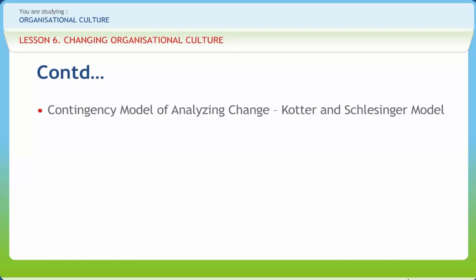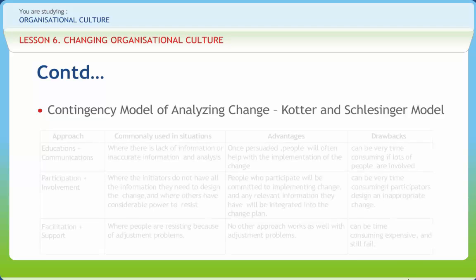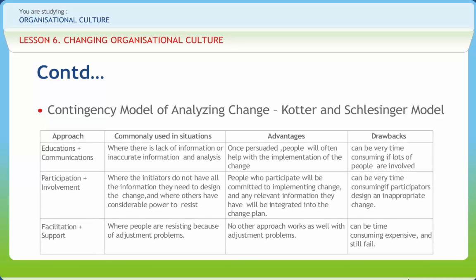Finally, we will discuss the contingency model given by Kotter and Schlesinger. They gave some proposals that are depicted in the table given on the slide. Each approach has its advantages and disadvantages, and hence they are appropriate in certain situations only.